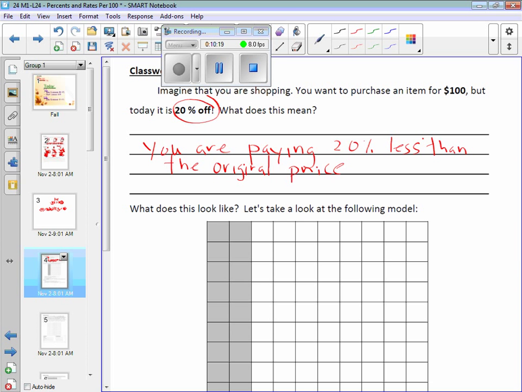What about if it's a 25% sale? What are you paying of the original? 75. Correct, okay? Small little fact, but it's going to be extremely important down the road.